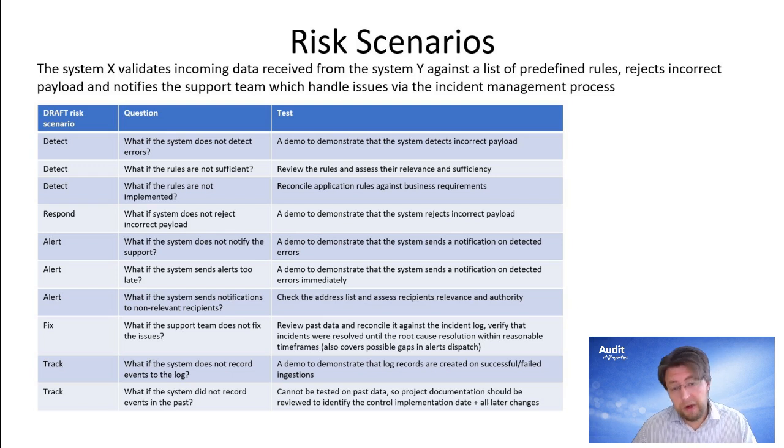Alerting. Alerting is very important here because the control works in the backend. It's automated, and if the alert doesn't reach the person who can fix it, the control wouldn't mitigate the risk. So, alerting.